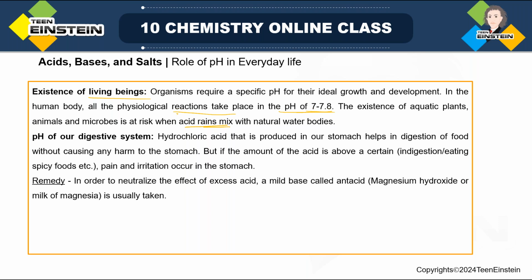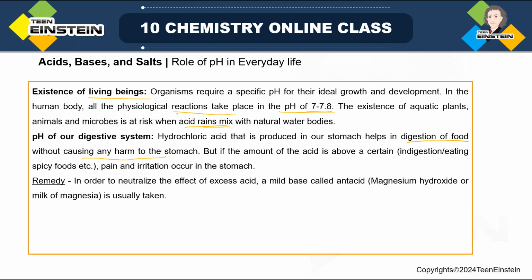So pH, next point and role of pH is in our digestive system. As we have mentioned, there is HCl produced in our stomach that helps in the digestion of food. And the stomach lining is such that there is no harm to the stomach itself from this acid. The inside lining that is present can sustain it. Otherwise, how could we survive? So the system is such.